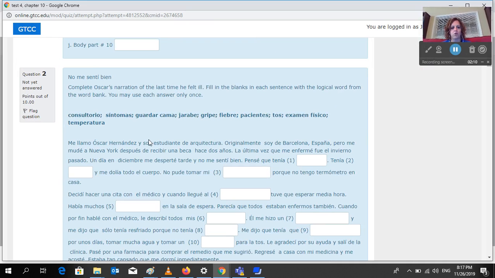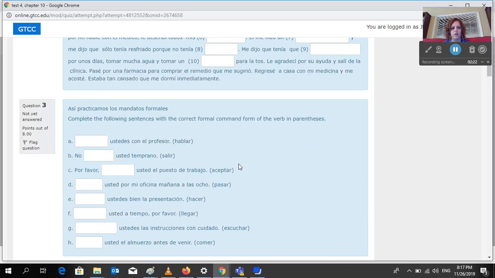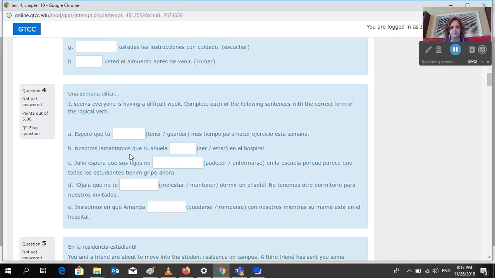Down here, you're going to complete Oscar's narration of the last time he felt ill. Fill in the blanks in each sentence with a logical word from the word bank. So you just take the words from the word bank and put them in the blanks within the paragraph. Then here you're going to practice mandatos formales. Complete the following sentences with the correct formal command of the verb in parentheses. So be careful that you're going back and forth between ustedes and usted. So sometimes it's a singular command, sometimes it's a plural command.